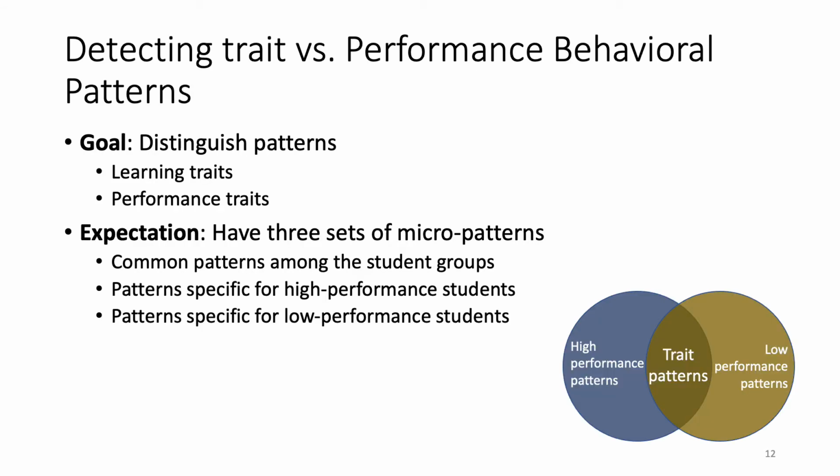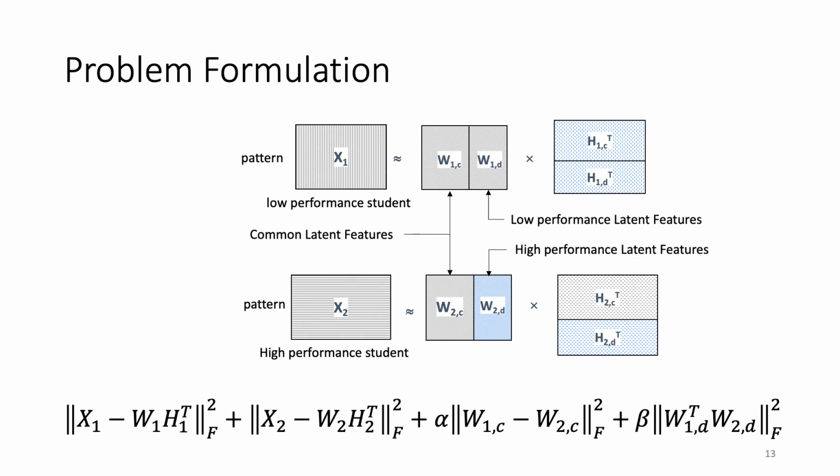To do this, we propose a discriminative model to detect 3 sets of micropatterns: a set containing common patterns among the student groups, a set containing patterns specific for high-performance students, and a set containing patterns specific for low-performance students. Having 2 sets of patterns for low-performance students and high-performance students, we want to find patterns from each set, such that the set of patterns are common between the 2 groups of students and 2 sets that are specific for them. We can obtain the non-negative matrix approximation for each input matrix with minimizing this equation.